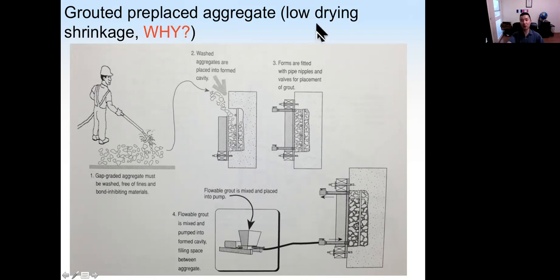This grouted pre-placed aggregate has lower shrinkage because in this approach we can put a lot of aggregate in the voids, so we can reduce the amount of cement paste in the repair, because shrinkage only occurs in cement paste. So when we increase the amount of aggregate, we can actually reduce the shrinkage. So that's one method to reduce the shrinkage of new repair materials.